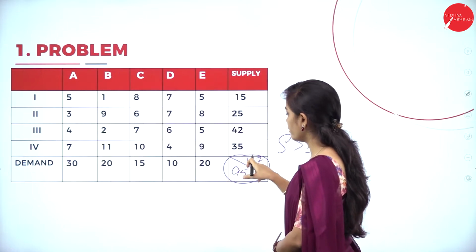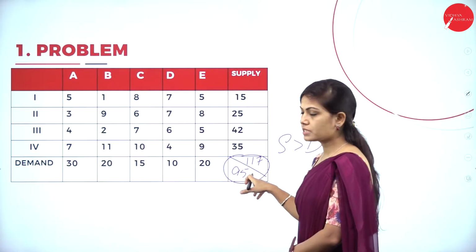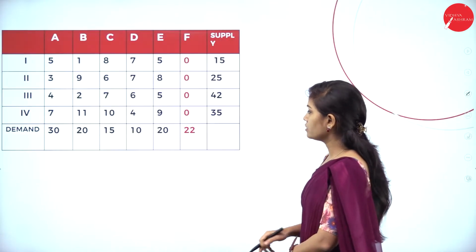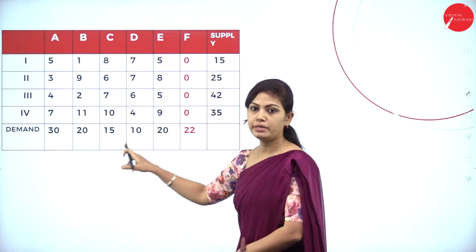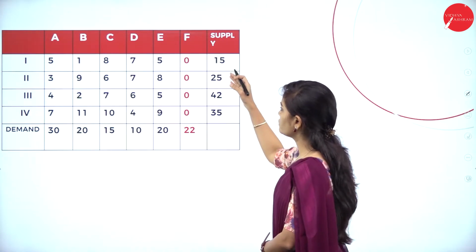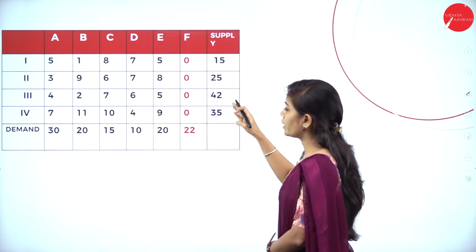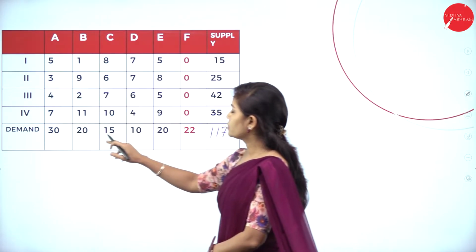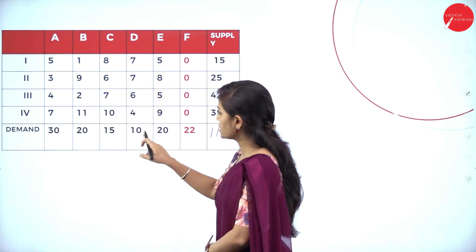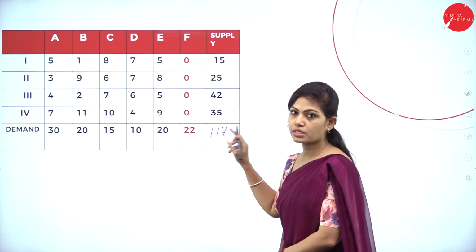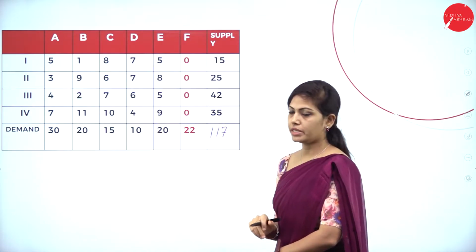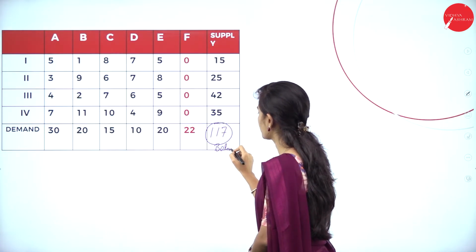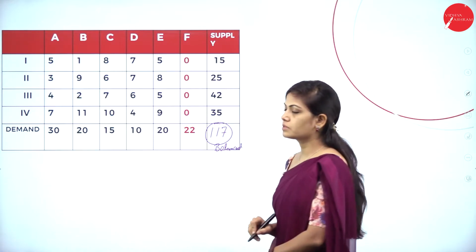So in supply it was 117 and in demand it was 95. So 117 minus 95 is 22, which I have added in the demand place. Now you can cross verify: 15, 25, 42 and 35 is 117, and 30, 20, 15 plus 10 plus 20 plus 22 is also 117. So now it is a balanced problem, right? It is a balanced problem now.